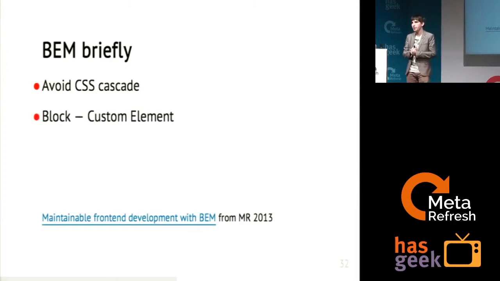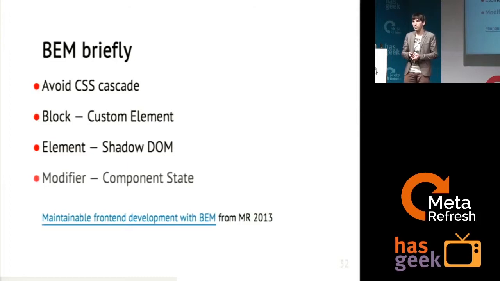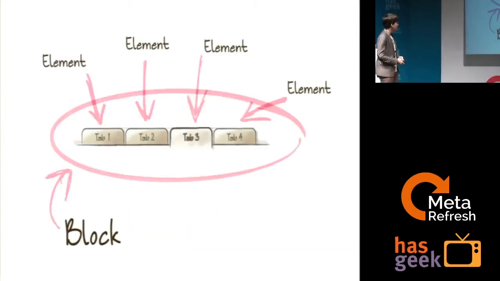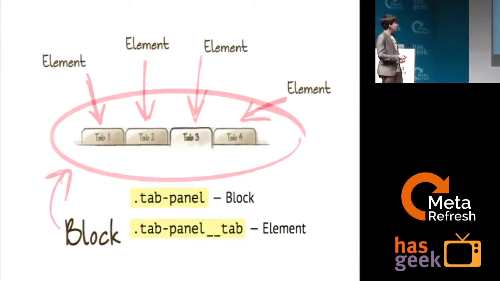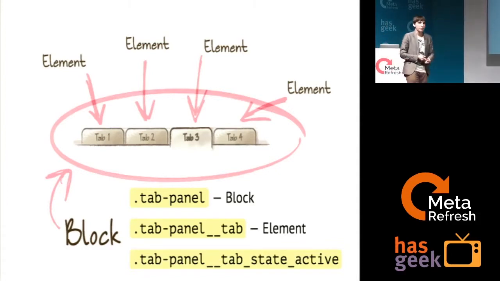BEM consists of three parts. The first is block, and in terms of web components, it is a custom element. Block consists of elements, and in terms of web components, an element is shadow DOM. Also, there are modifiers which can customize the view of an element or the block itself. A quick example: this is a tab panel block. Tab panel consists of elements, and this selector describes the element tab, and each element may have the state active. And this is a modifier.